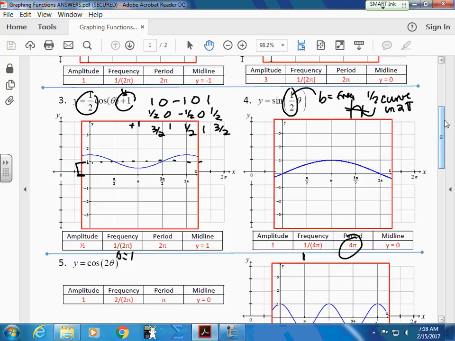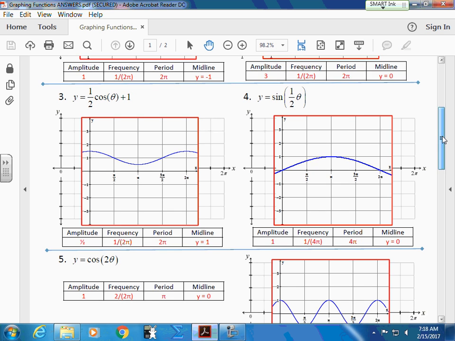I like to say it this way because we work off of a 2 pi window usually. So we say there's half a curve in 2 pi, so you visualize it. Then your period says, oh, full curve, 4 pi. There's a couple of different ways you can say it. They just say it differently.